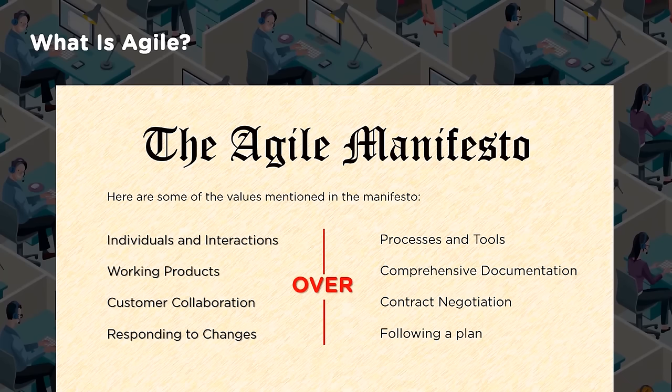So next is working products over comprehensive documentation. When we say comprehensive documentation, as I mentioned in the waterfall methodology, during requirement gathering and designing, a detailed documentation is made, which takes a lot of effort to create. Now, while delivering, the challenge anyone faced was the change coming up and making changes to these documents, which is an additional effort.